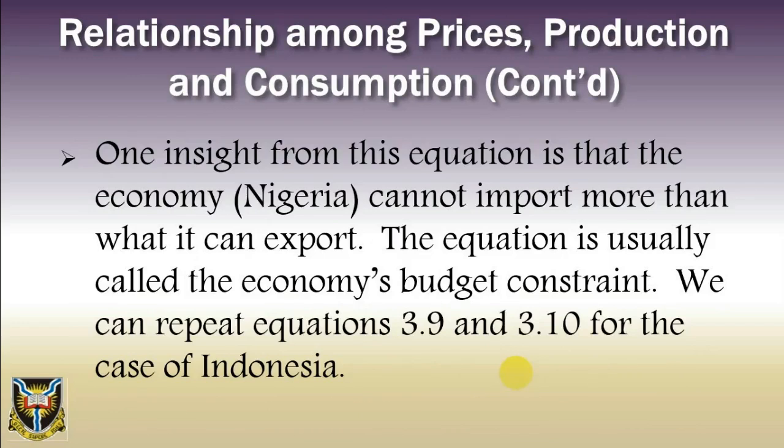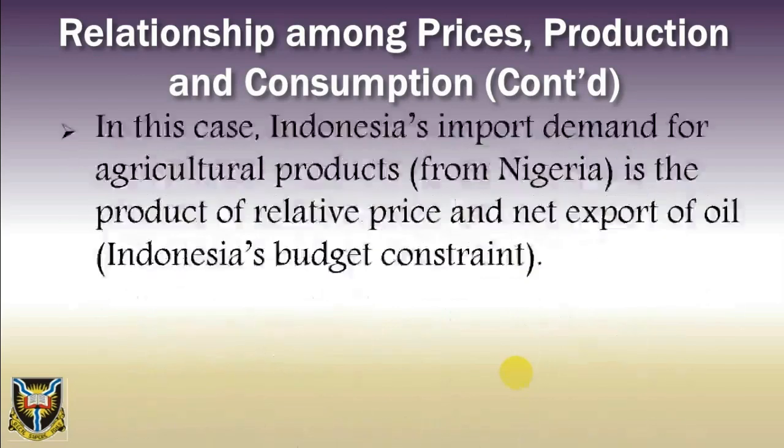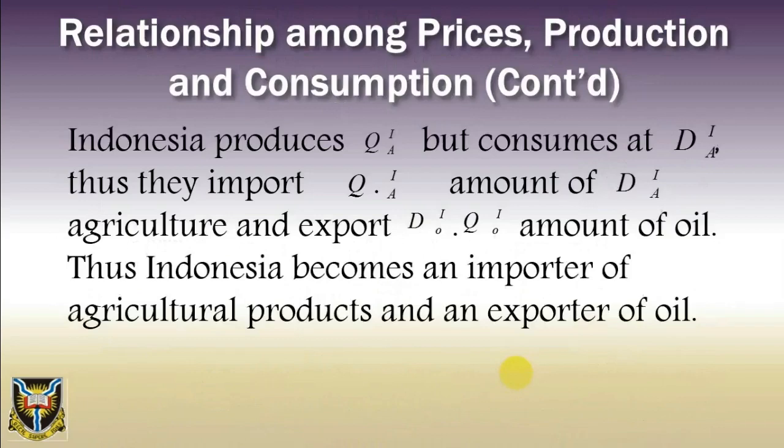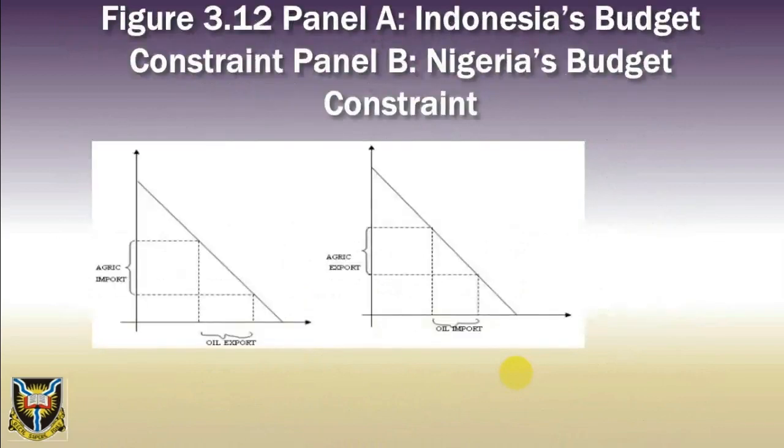We can repeat equations 3.3 and 3.10 for the case of Indonesia. In this case, Indonesia's import demand for agricultural product is the product of relative price and net export of oil. We can use the budget constraints of Nigeria and Indonesia to construct how the equilibrium trade will look. The graph below shows the picture. Panel A is Indonesia's output, budget constraint, and consumption choices, while panel B shows that of Nigeria.